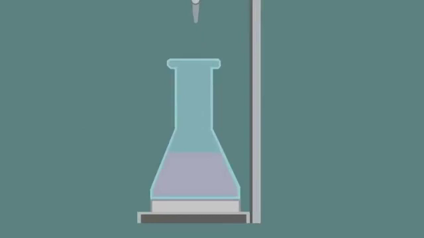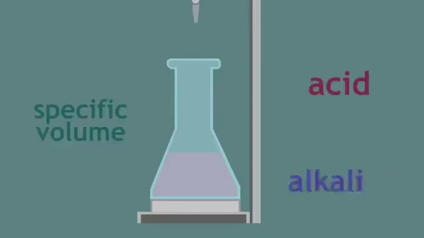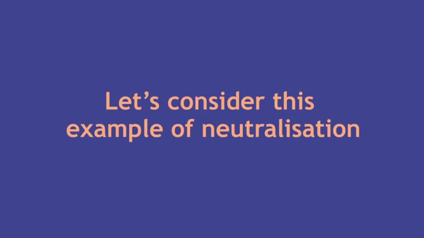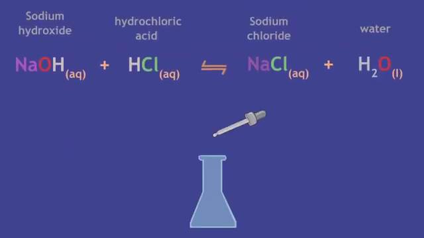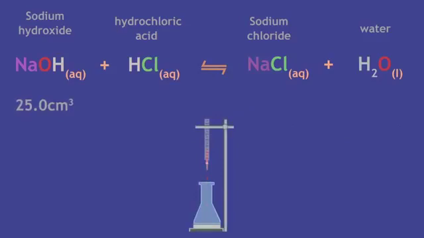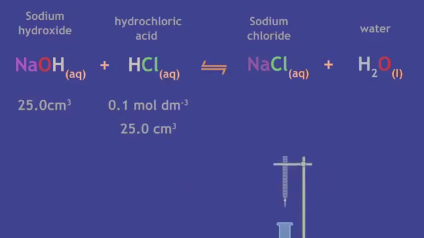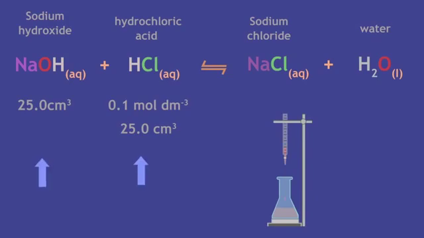Once an indicator has changed colour at a specific volume of either acid or alkali, you have met the endpoint and the titration is complete. Let's consider this example of neutralization. Given the equation, you pipette 25 cubic centimetres of a sodium hydroxide solution into a conical flask and titrate it with a standard solution of 0.1 molar hydrochloric acid. Using a suitable indicator, you find that 25 cubic centimetres of the acid was required to neutralise the alkali, as found by the titration. This is the endpoint for the titration.